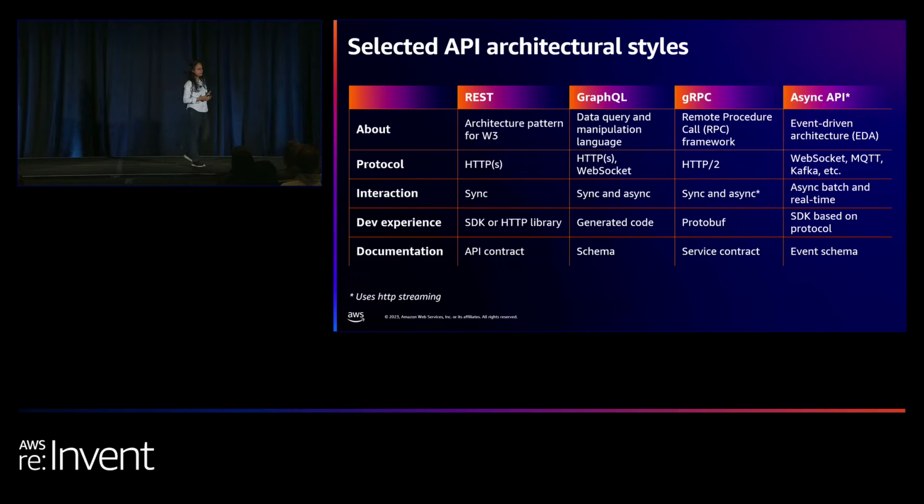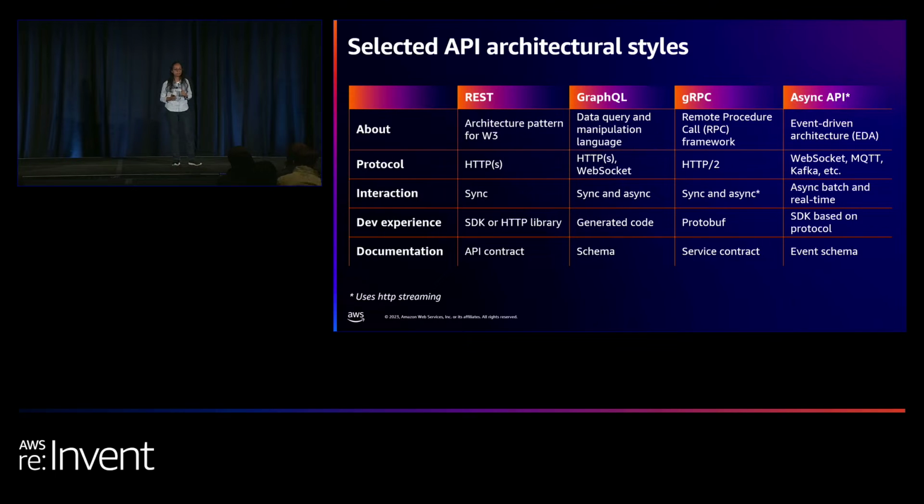Async API is an open source framework for message-based and event-driven architectures. Terminology here is not as standardized as the other three. It depends to a large extent on the choice of the event broker technology. The structure of the event is documented as event schema, which can then be used to auto-generate both client and server-side SDKs.